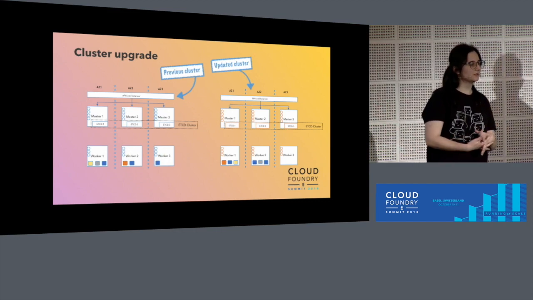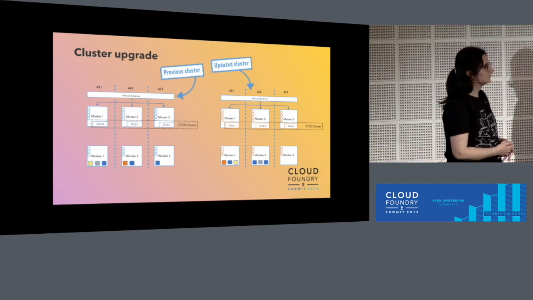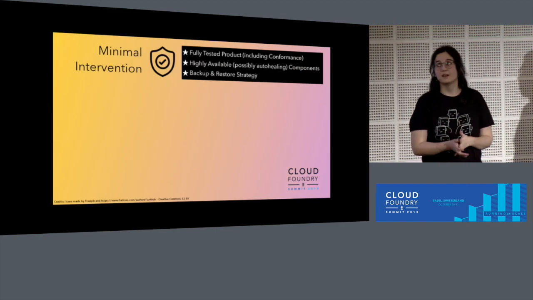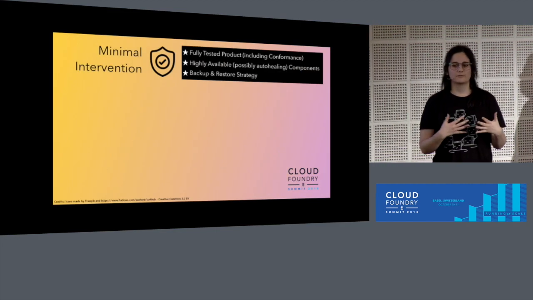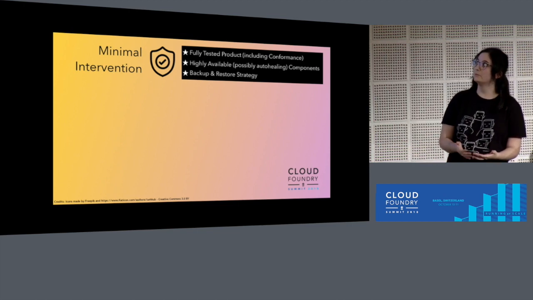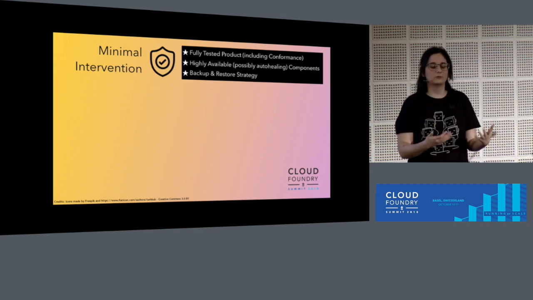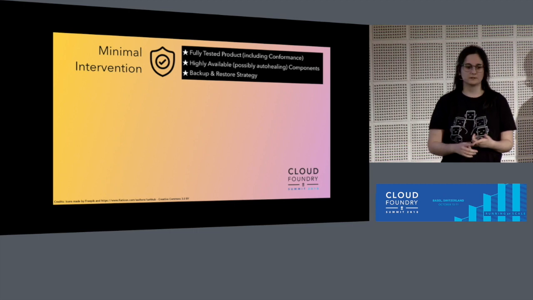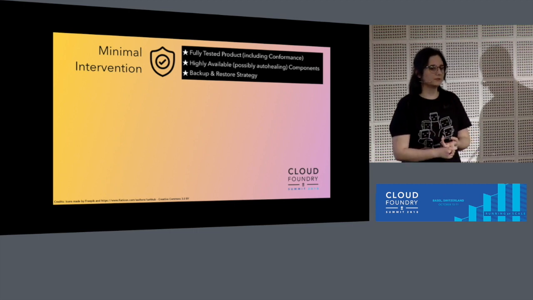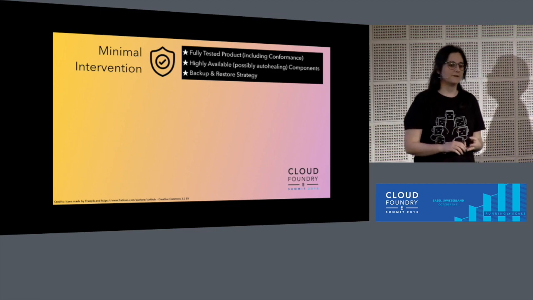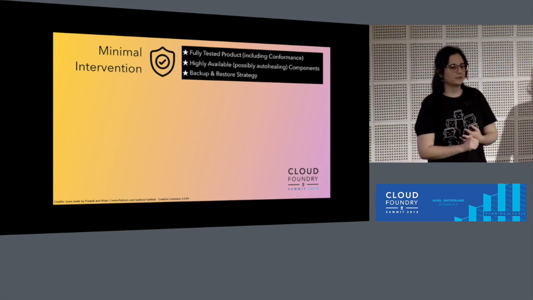So this is almost the end of the talk. I'm just giving you a quick recap. We said that reliability gives us an environment that needs minimal intervention to be kept running. This is achieved by having a fully tested product, possibly conformant, by having HA components, possibly auto-healing components, and having a backup restore strategy.